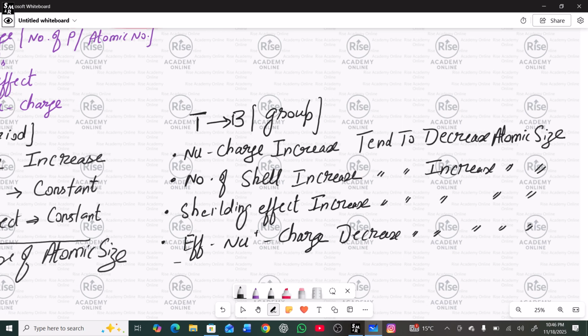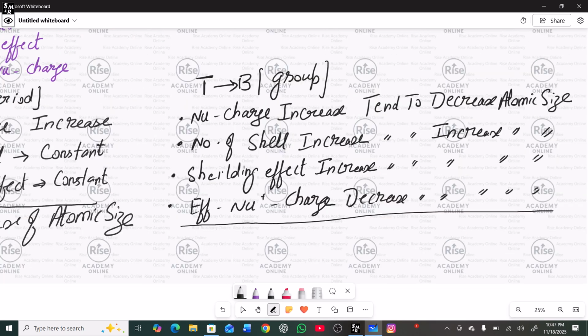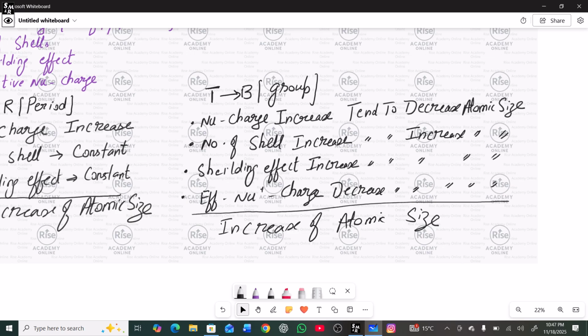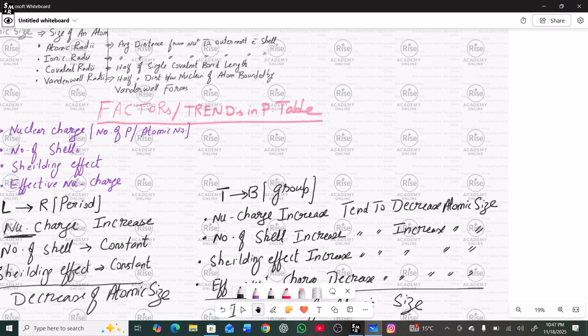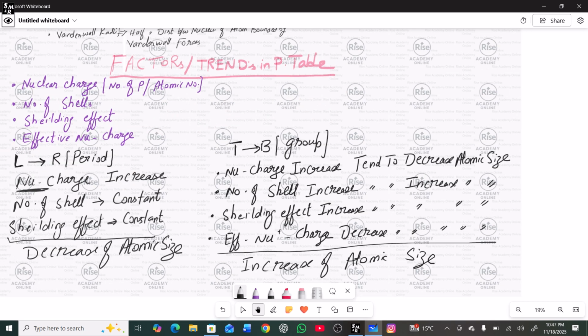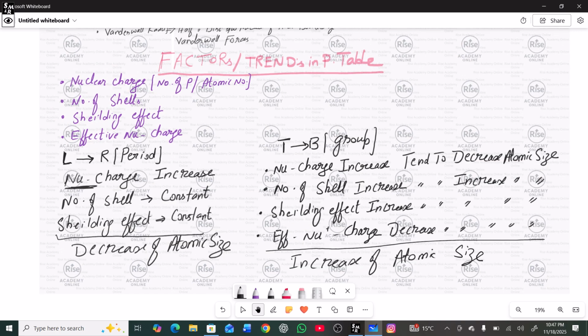So as an overall result, you can conclude the increase of atomic size while moving from top to bottom in a group. That atomic size may be in terms of atomic radius, ionic radius, covalent radius, or van der Waals radii. So this is the overall discussion for today, the whole picture of the topic.